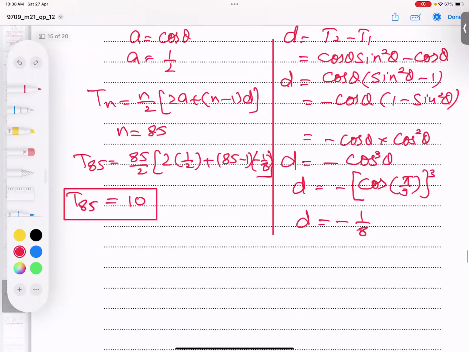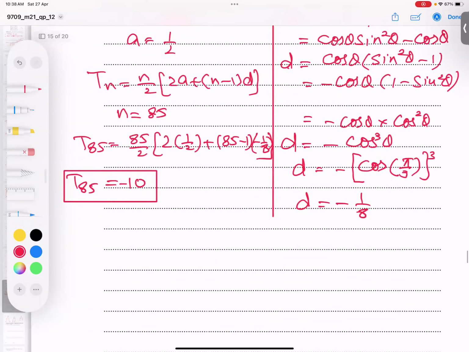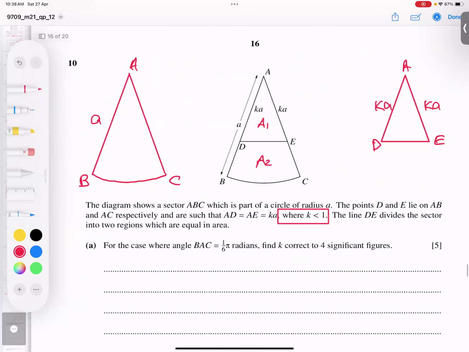Wait a minute. Oh, student, one mistake here. Yeah, I just checked in the calculator. This is not 10, it is negative 10. Okay, I hope you got the point. Okay, student. So let's go for this part.